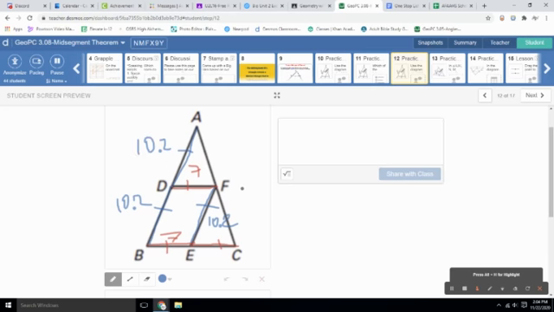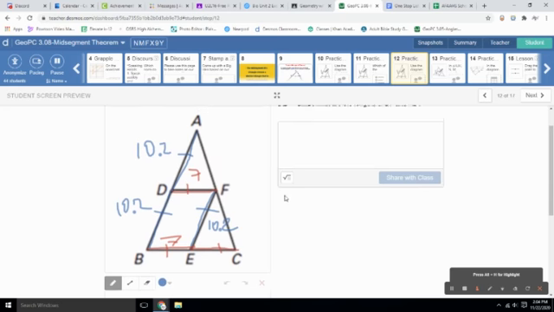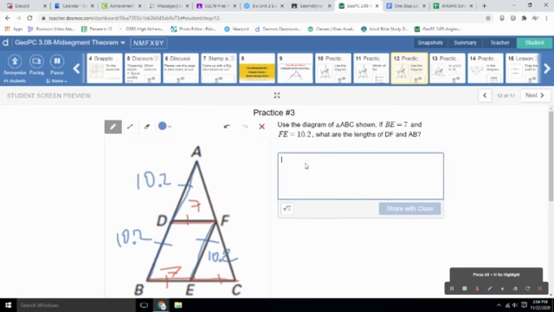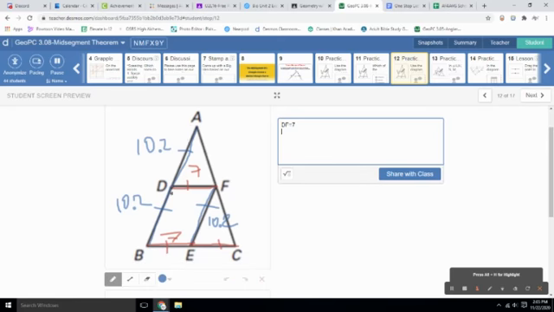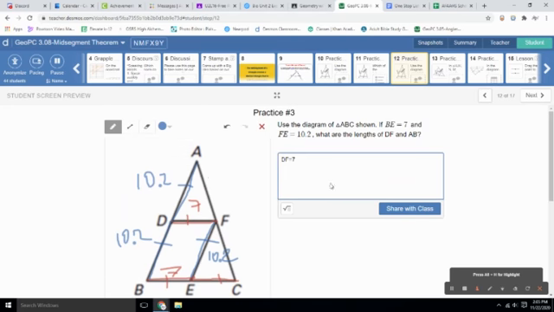Okay, so what would be the length of DF? DF, as we found, would be equal to 7. And AD is 10.2, and DB is 10.2. So what would be the length of AB? That would be equal to 10.2 plus 10.2, which would give us 20.4. Okay.